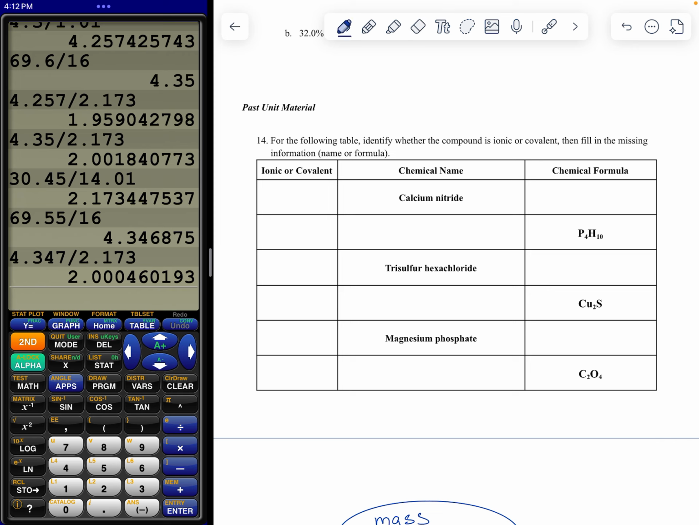Identifying ionic or covalent. Remember, ionic is a metal plus non-metal, and you balance charges. Covalent are non-metal and non-metal. There's no charges, but we use prefixes, right? And so that's the idea behind those two.